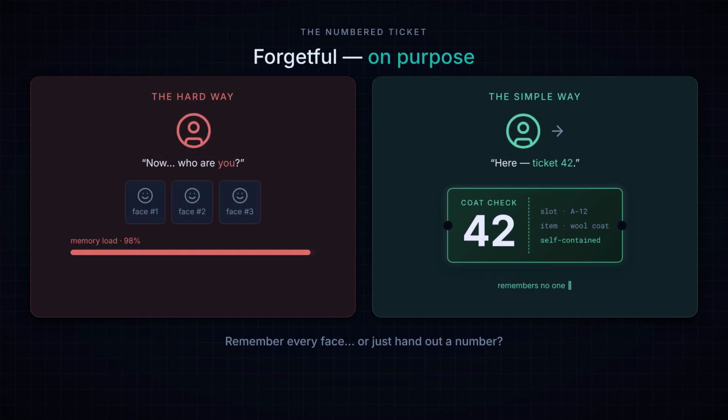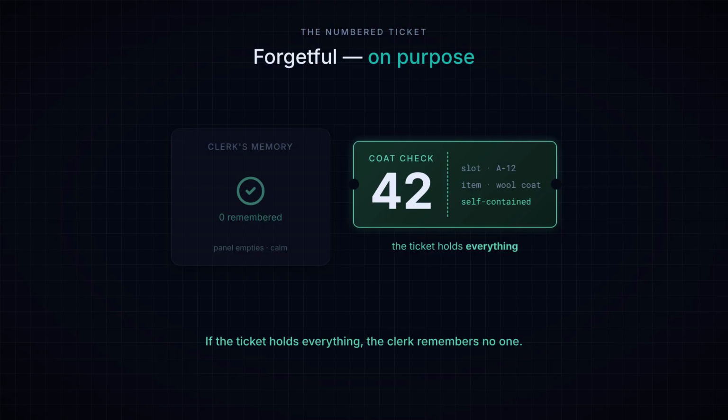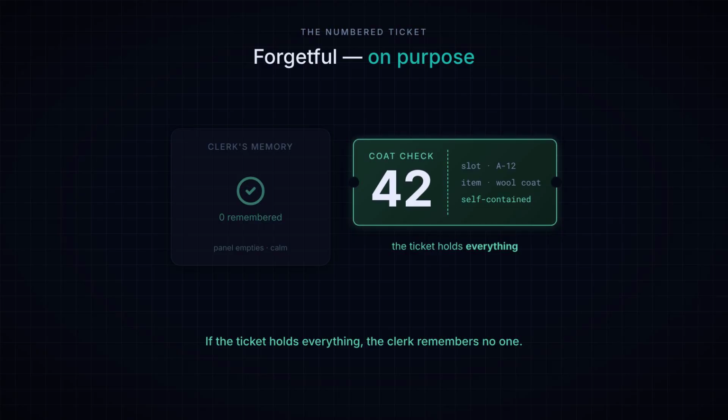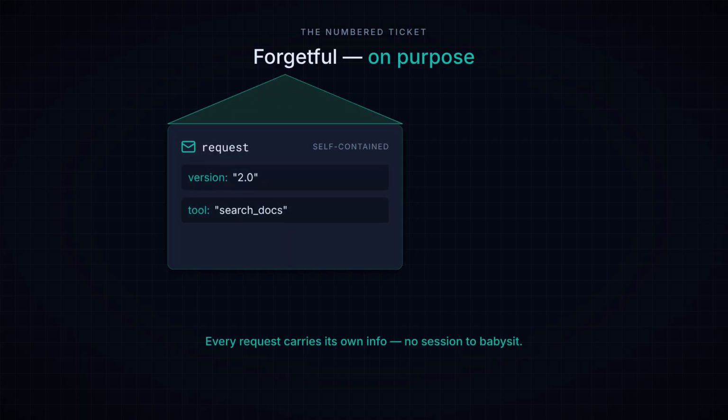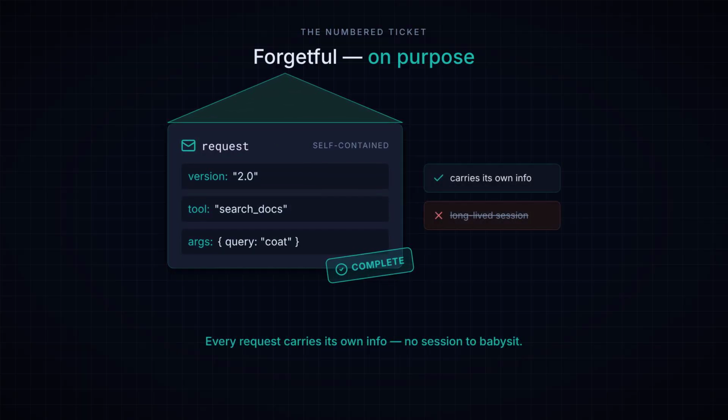Think of a coat check that has to remember your face versus one that just hands you a numbered ticket. If the ticket holds everything needed to get your coat back, the clerk doesn't have to remember anyone at all. The new MCP works like that ticket. Every single request now carries its own information, complete on its own. No long-lived session sitting there, waiting to be babysat.